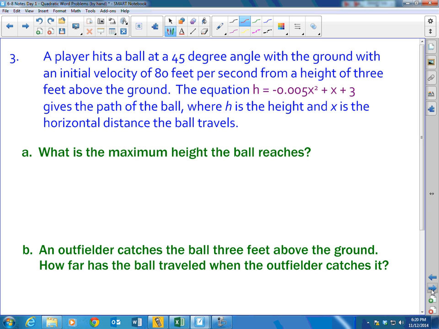So here we go. First of all, we need to find the axis of symmetry, okay? So we're going to do negative b over 2a.